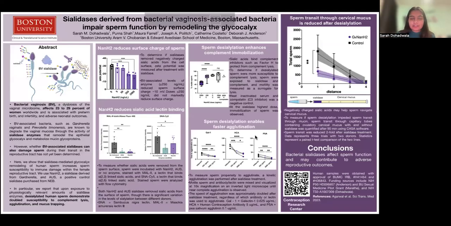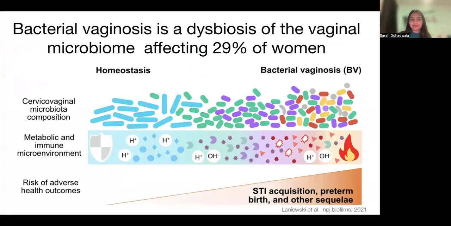Hi, today I'm going to talk about my poster, sialidases derived from bacterial vaginosis-associated bacteria and how they impair sperm function by remodeling the glycocalyx. So first, I want to explain what bacterial vaginosis is. It's a dysbiosis of the vaginal microbiome that impacts 29% of women around the world.